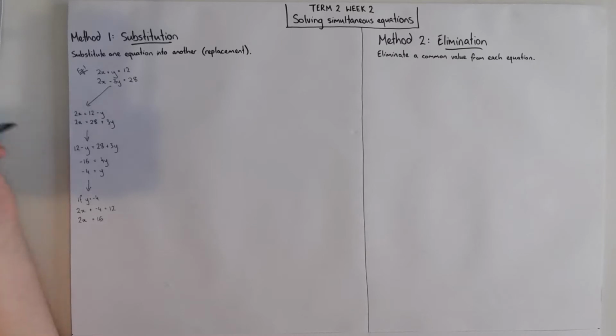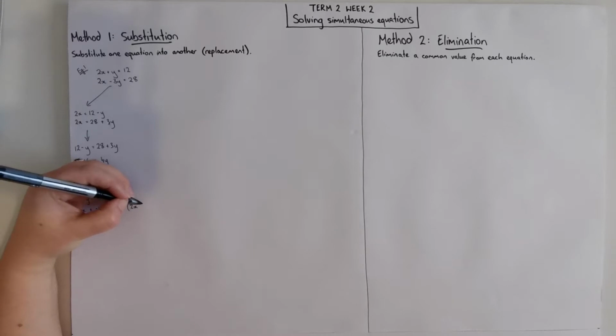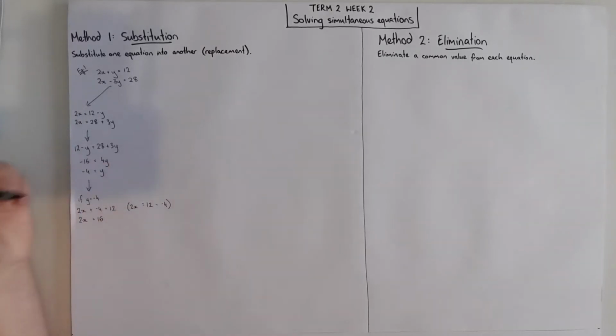Be very careful of the double negative. That would have looked like this. 2x equals 12, take away -4. Just make sure that you don't lose one of those negatives along the way.